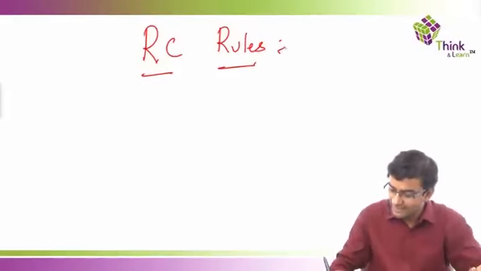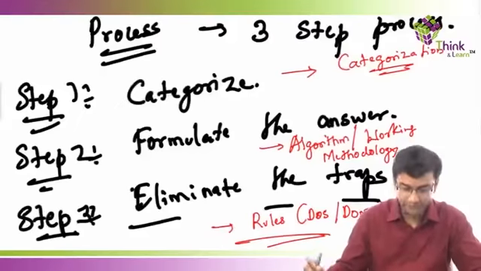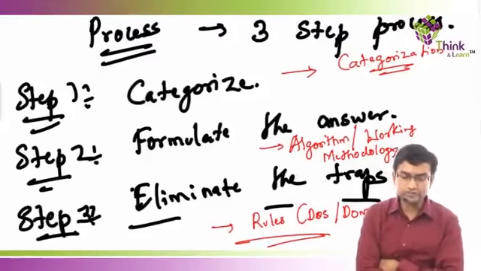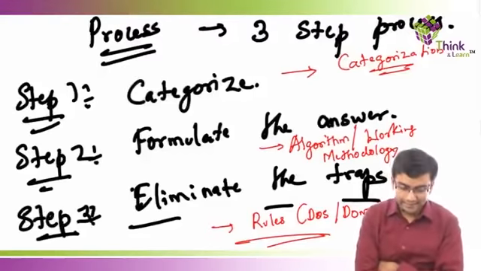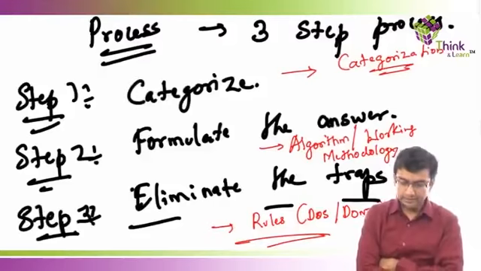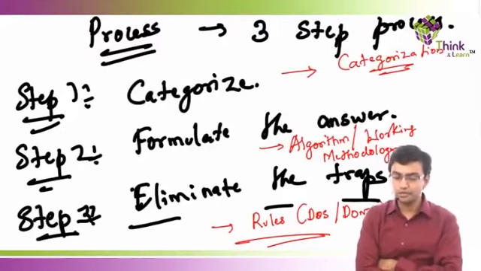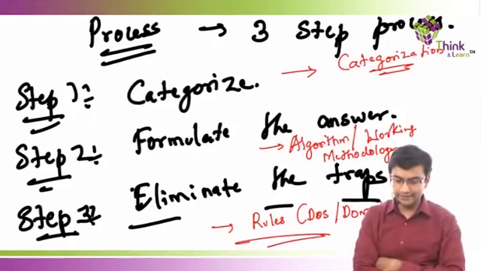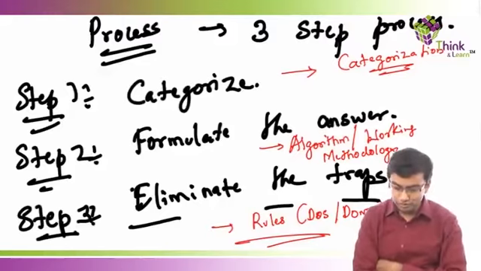Okay, so let's start with the RC rule section. I told you that there will be a 3-step process which we will follow while solving RCs. Step 1 is to categorize, step 2 is to formulate the answer, step 3 is to eliminate the traps. For step 1, I'll teach you some categorization principles. For step 2, I'll teach you some algorithm or working methodology for each category, and third, we will eliminate the traps using the rules.